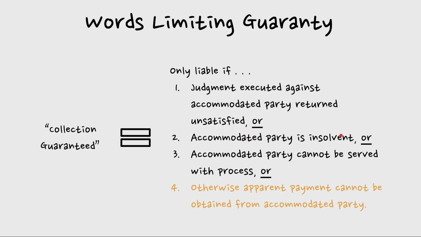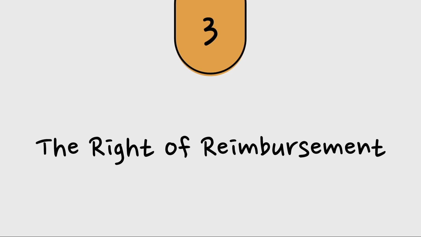The fourth and final reason would be this catch-all that Article 3 gives, which says if it's otherwise apparent that you're not going to get payment of the judgment from the accommodated party, then you're on the hook. So if there's some other reason that you're not going to get payment from them, then that's why you would still be on the hook. But the key thing to understand there is you're limiting your liability as the accommodation party to collection of the judgment only. Right?